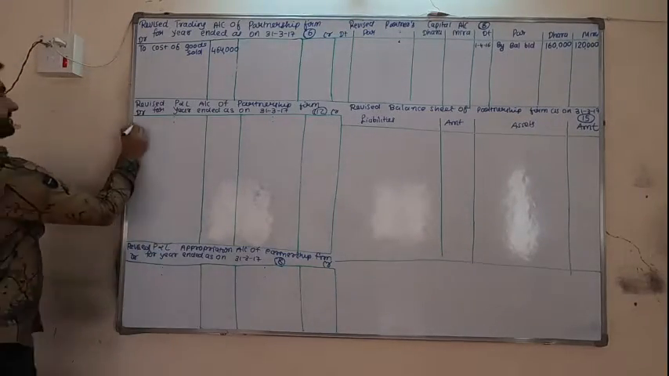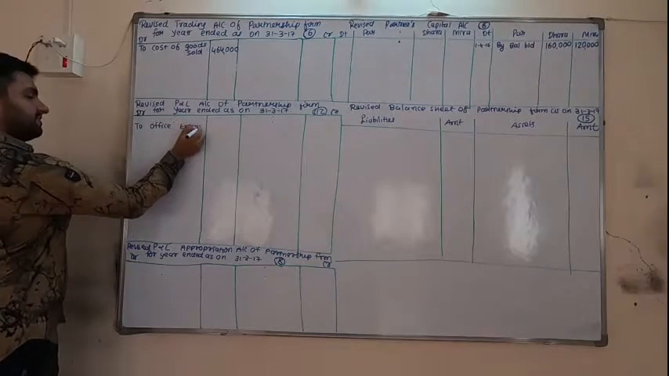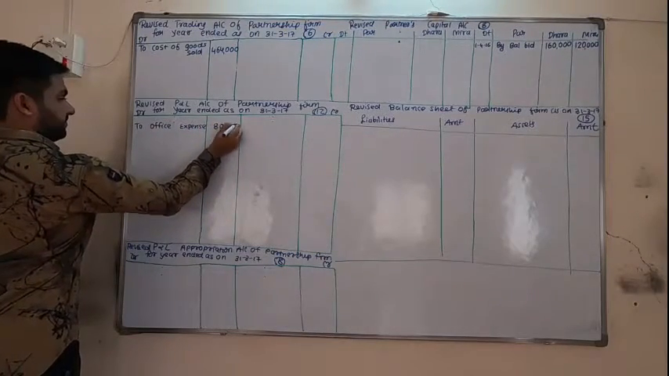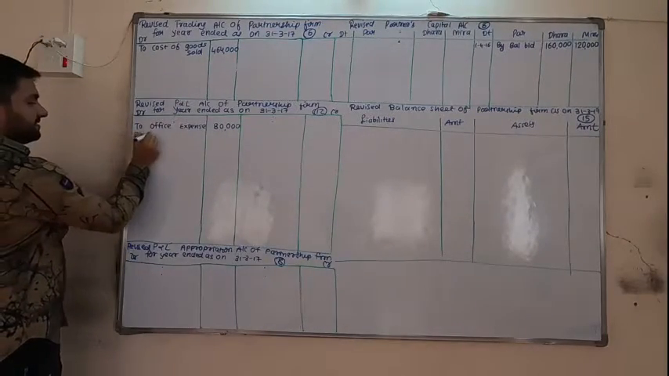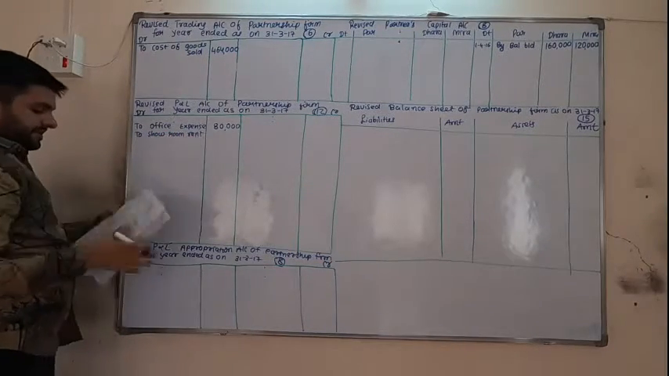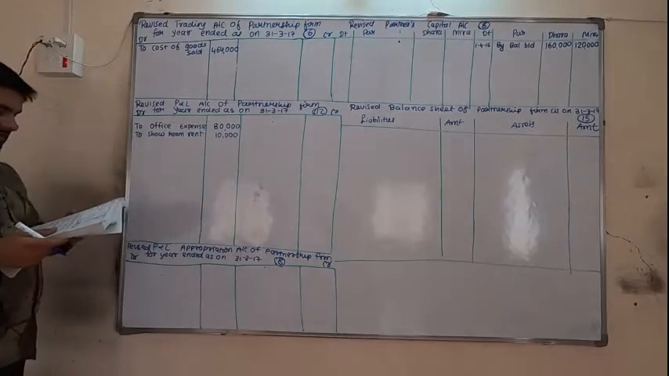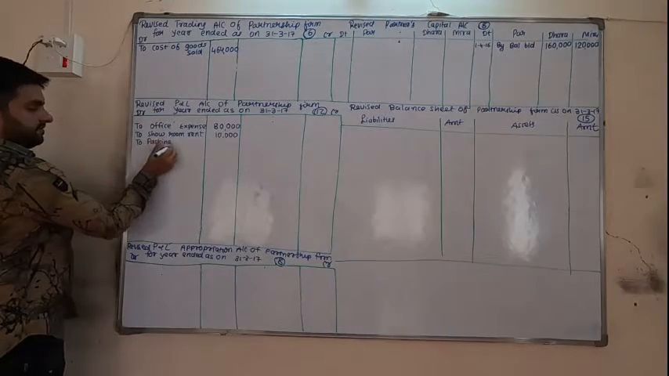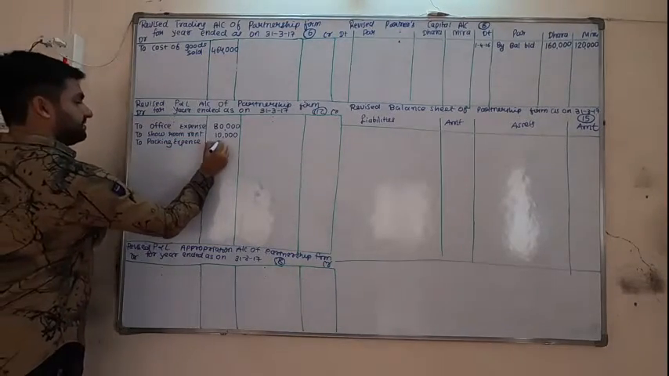Now office expense. P&L account debit side, to office expense, that is 80,000. Next, showroom rent. Again it is an expense. So here only, to showroom rent 10,000. Next, packing expense, it is also an expense. So to packing expense, 12,000.